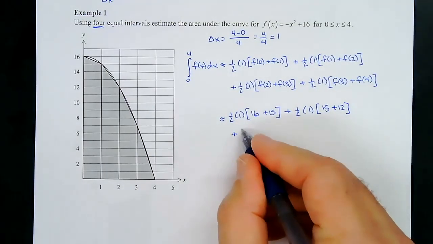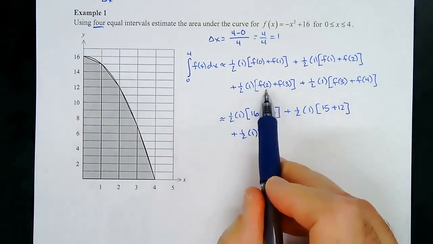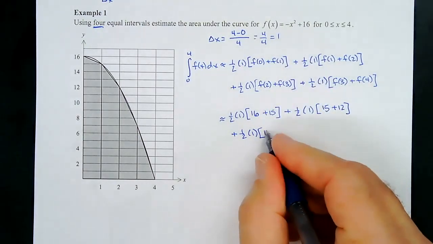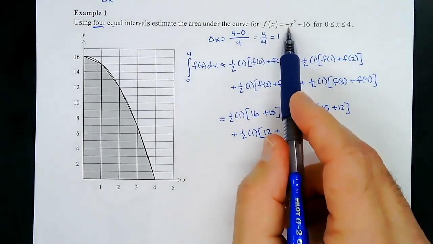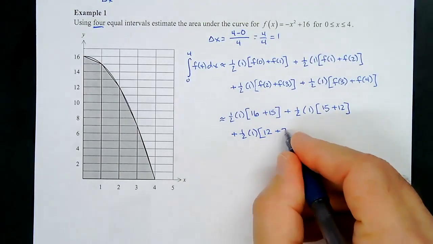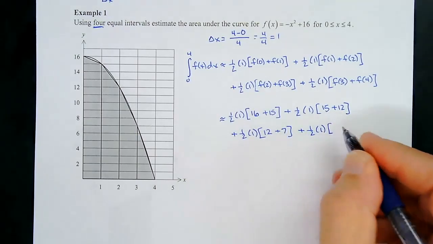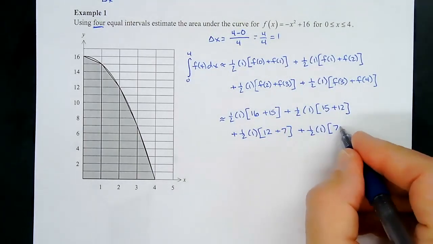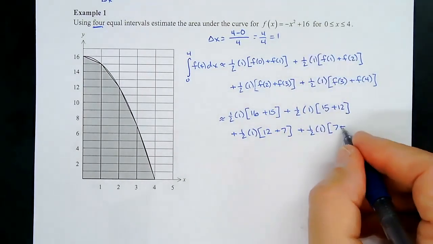And then plus 1/2 times 1 times, and now we're at f of 2. So f of 2 would be 2 squared, which is 4, negative 4 plus 16, 12, and then plus, and then f of 3. 3 squared is 9, so this would be negative 9 plus 16, which would be 7. And then the last one would be 1/2 times 1 times, and then f of 3, 3 squared again is 9, so that'd be 7 plus, and then f of 4, 4 squared is 16, so negative 16 plus 16 would be 0. So this would be plus 0.